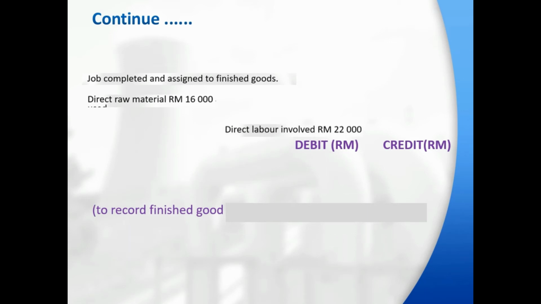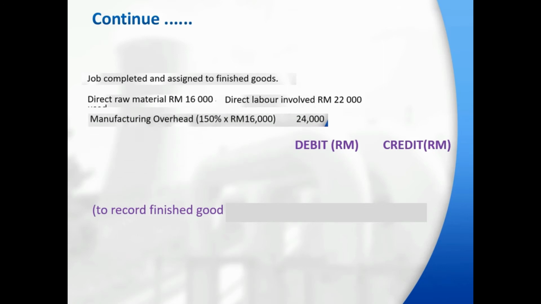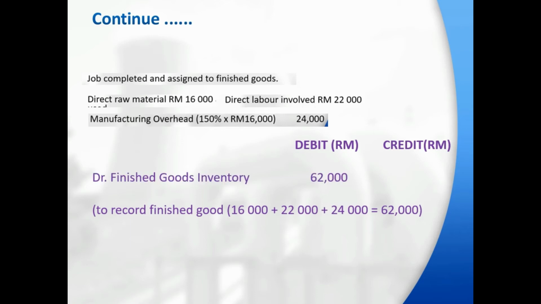Okay, next. To record finished goods, refer to equation. Job completed and assigned to finished goods. Finished goods means a complete job. So, you have to calculate total job cost, which is direct materials 16,000 plus direct labor 22,000 plus applied overhead 24,000 equals 62,000. So, debit finished goods inventory 62,000 and credit work in process inventory 62,000.